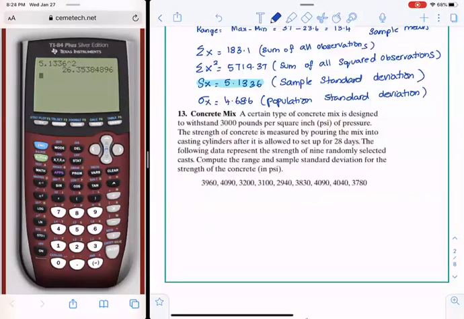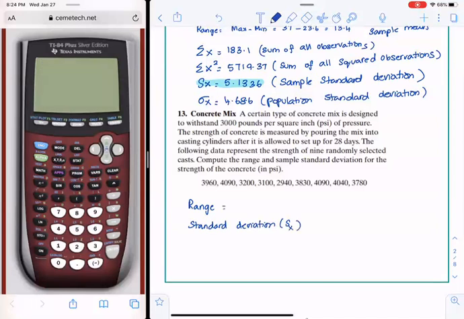So here we have the pressure that the concrete mix could withstand, and we have a sample that was assessed over 28 days, and the strength of the concrete is measured in PSI, and we have the observations given to us, and they are randomly selected. Of course, we want to find the range and the standard deviation. Specifically, sample standard deviation, so Sx.